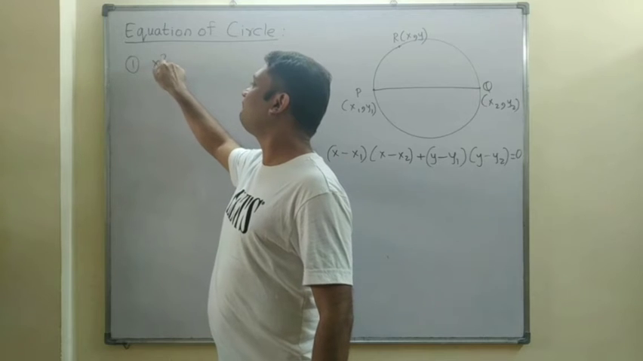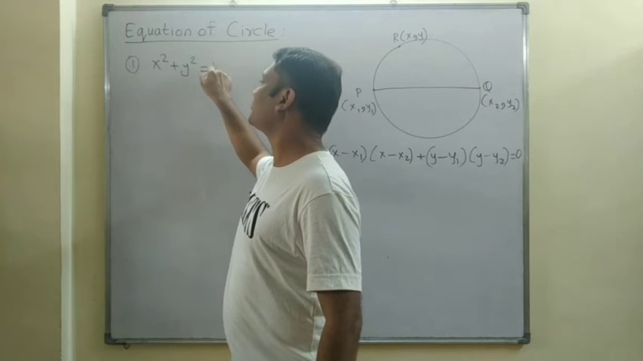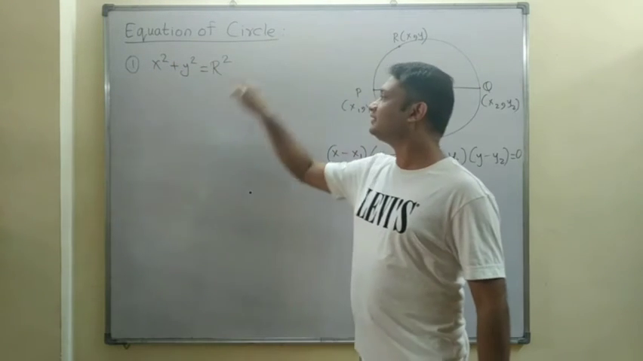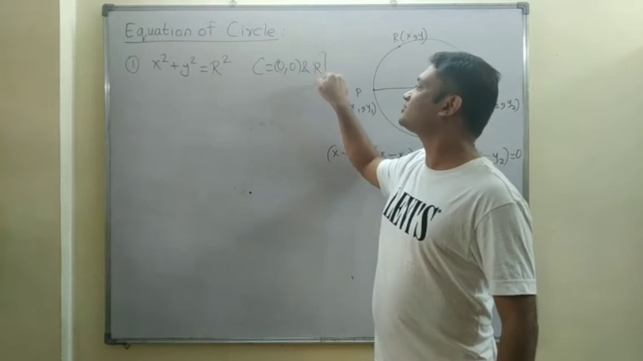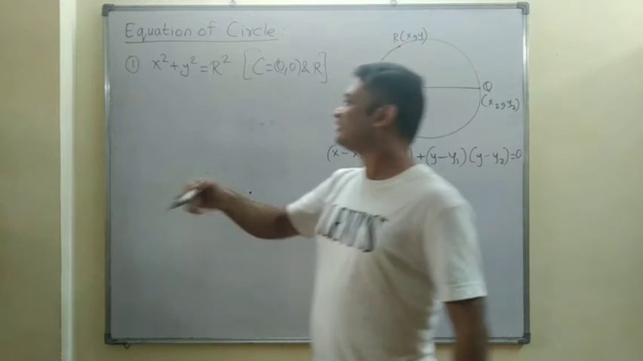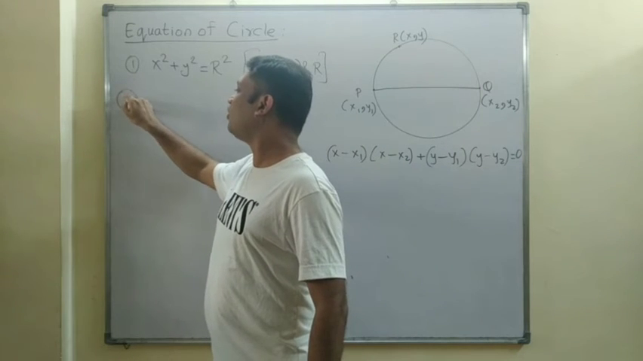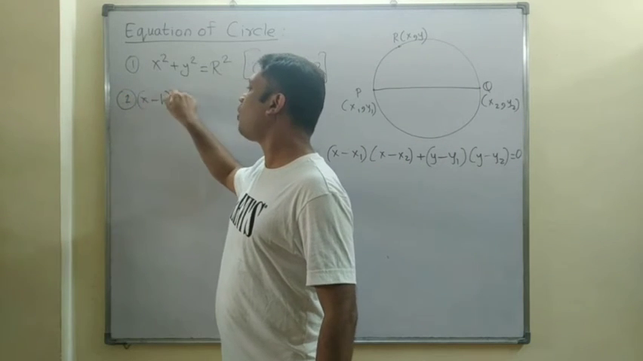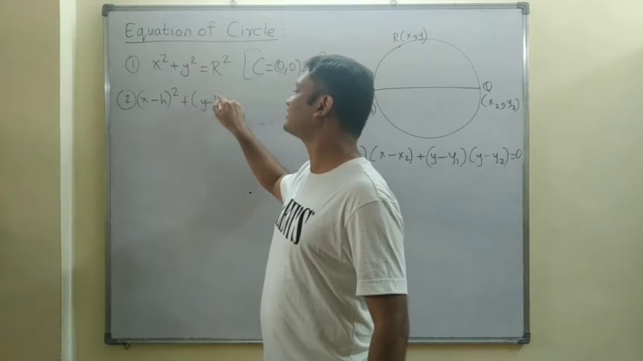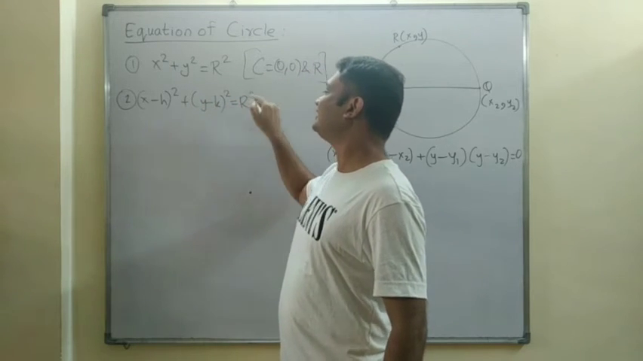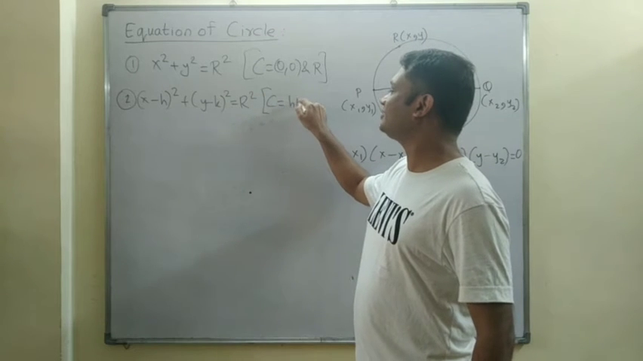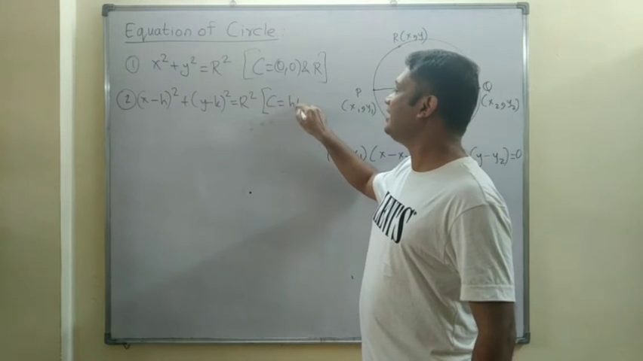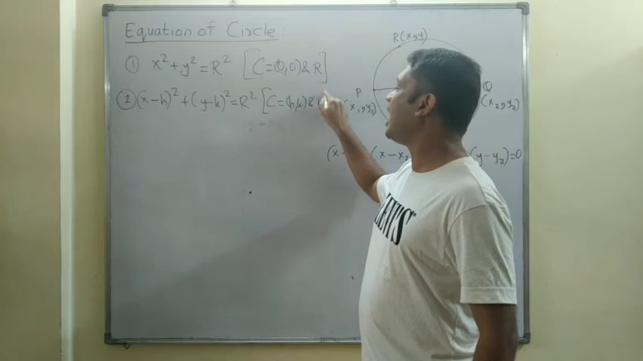First form is standard form, x square plus y square is r square. Here the center of circle is origin (0, 0) and radius of circle is r. Second is center radius form, (x minus h) the whole square plus (y minus k) the whole square is r square. Here center of circle C is (h, k) and radius of circle is r.